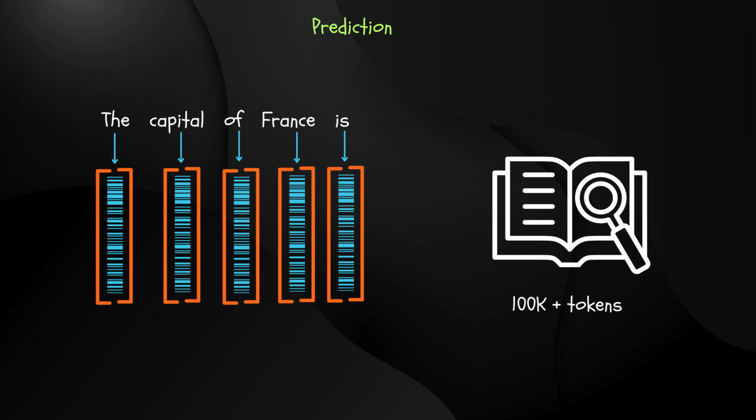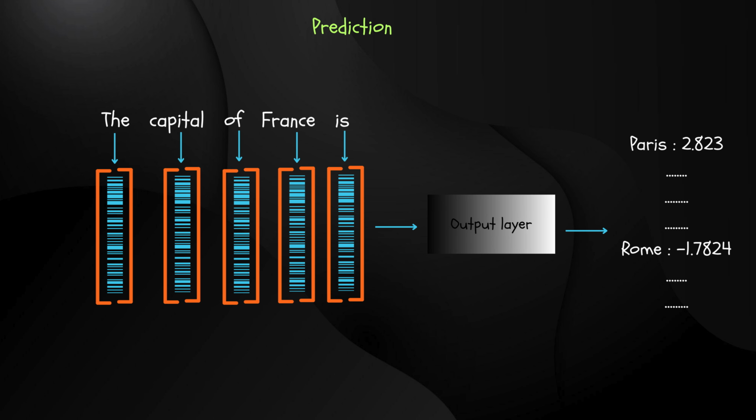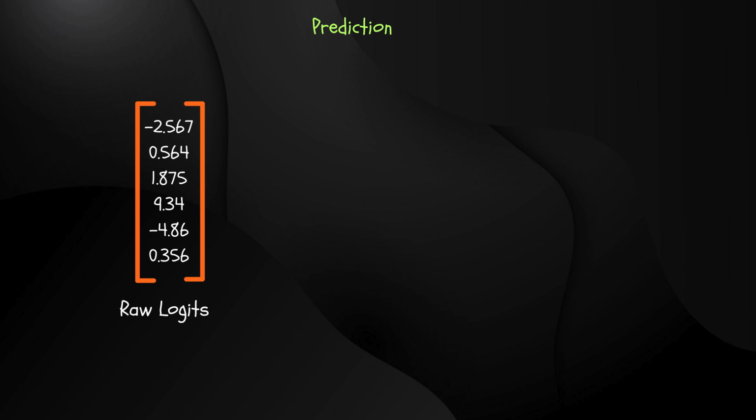Using the contextual representation produced by the transformer, the model compares the current context against every token it knows. Tokens that fit the context will receive higher scores. Tokens that don't fit receive lower scores. For our example, tokens like "Paris" would receive a very high score. Tokens like "Rome" might receive a lower score, and completely unrelated tokens would receive even lower scores. These raw scores are called logits. At this stage, they're not probabilities yet. They're simply numerical scores that represent how strongly the model favors each possible next token.